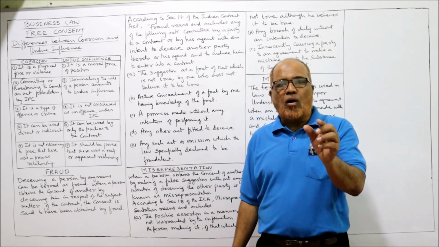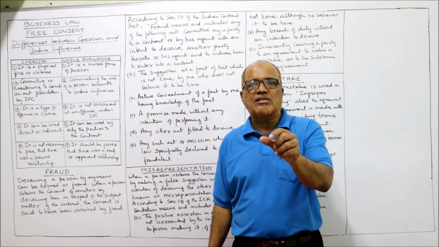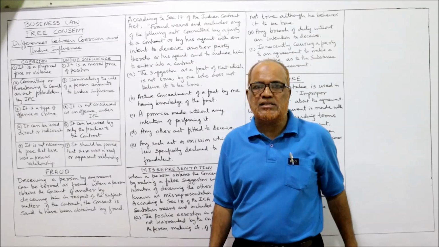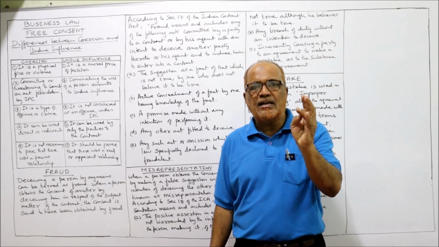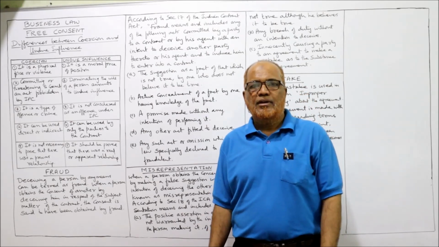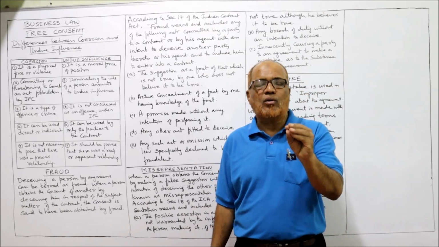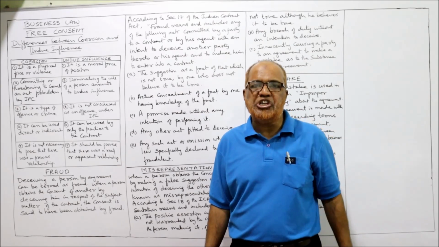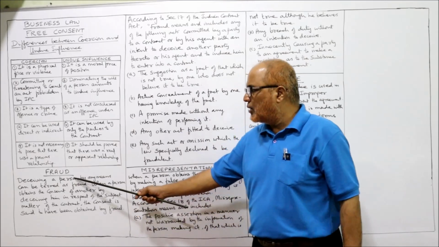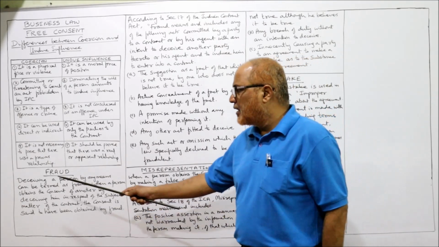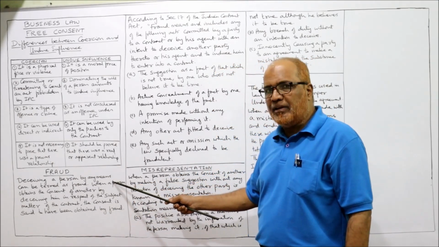See here, a contract is said to have free consent except in the following cases. The following cases are coercion, undue influence, fraud, misrepresentation, mistake. By these 5 causes the consent will become vitiated. So already we have completed coercion and undue influence. Now fraud. What is fraud? Deceiving a person by any means.